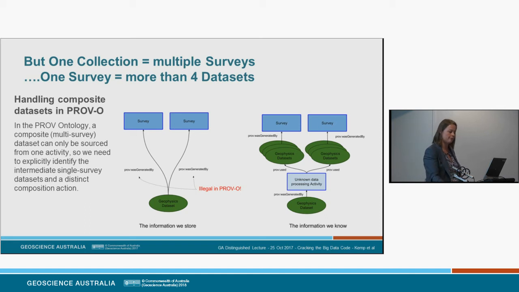So then we realised we have this collection, which is our geophysical collection, which is a data set in itself. And then that's split down into multiple surveys, which are data sets, and they're defined by an activity, which is the survey. Okay, so this is the actual data, the green, and the blue is an activity. And it's really important to get that ontology right.